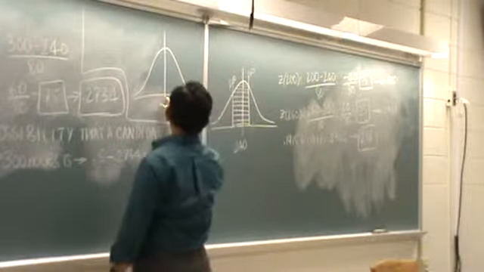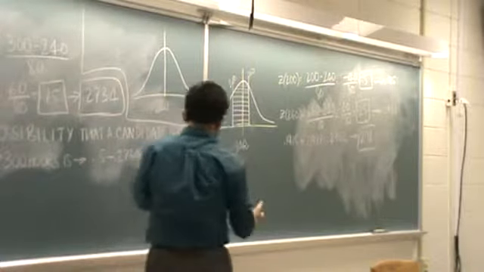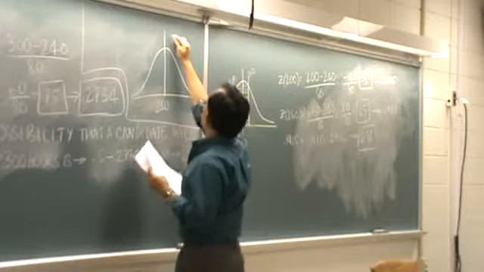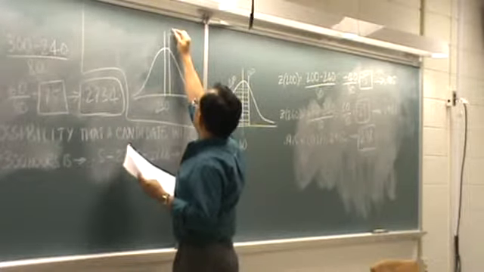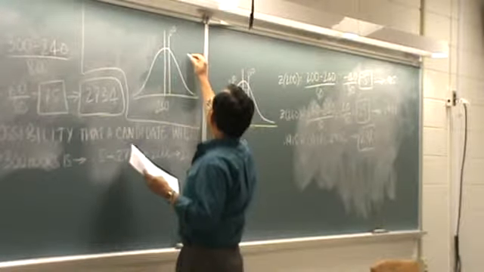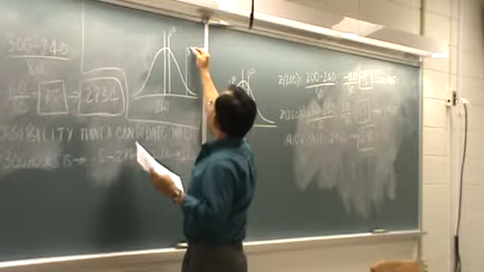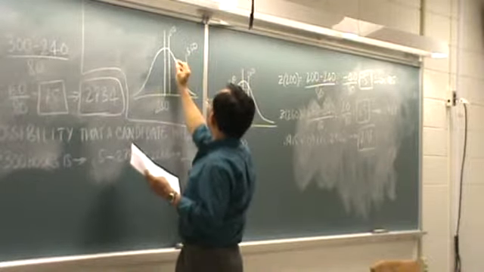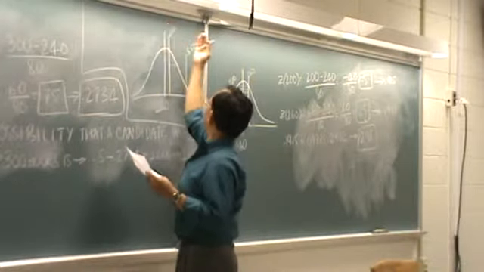Okay, we know this is 240, right? 250 should be somewhere around here. 250 and 350. So they're asking you to find out the area between here and here.